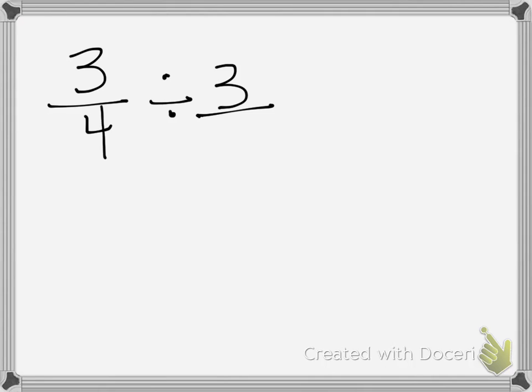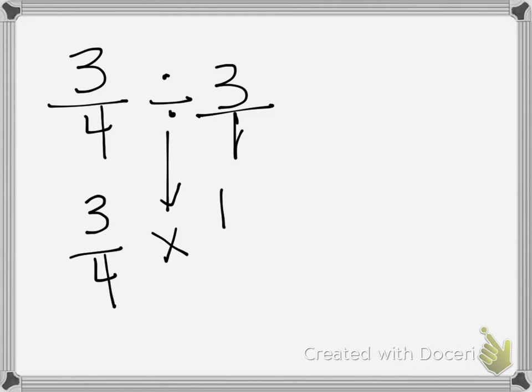Okay, this time we're going to start with a fraction 3/4, and we're going to divide it by 3. We still need to make the second number a fraction. Okay, let's try that again. Take 3/4 divided by 3. We need to make the 3 a fraction, so we're going to put it over 1. Now we're going to follow our keep, change, flip. Keep 3/4, change the division sign to a multiplication sign, and flip the second fraction upside down.